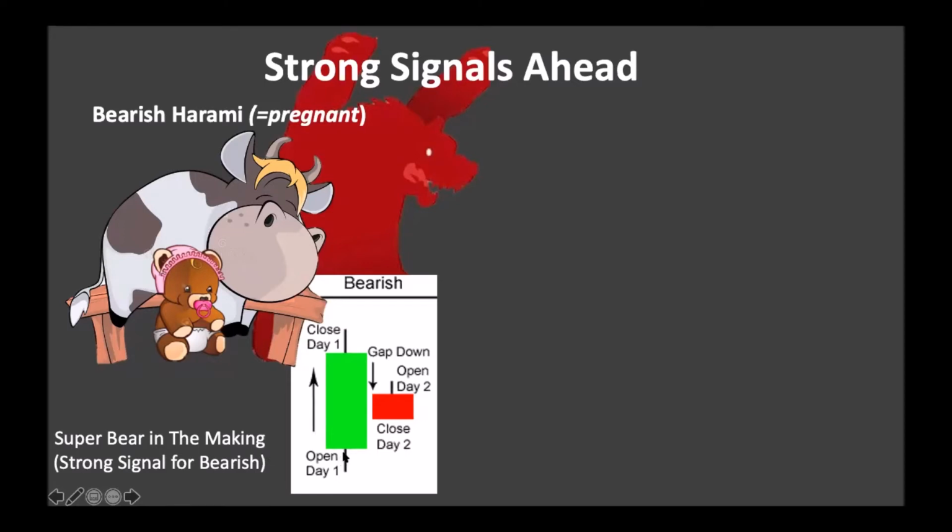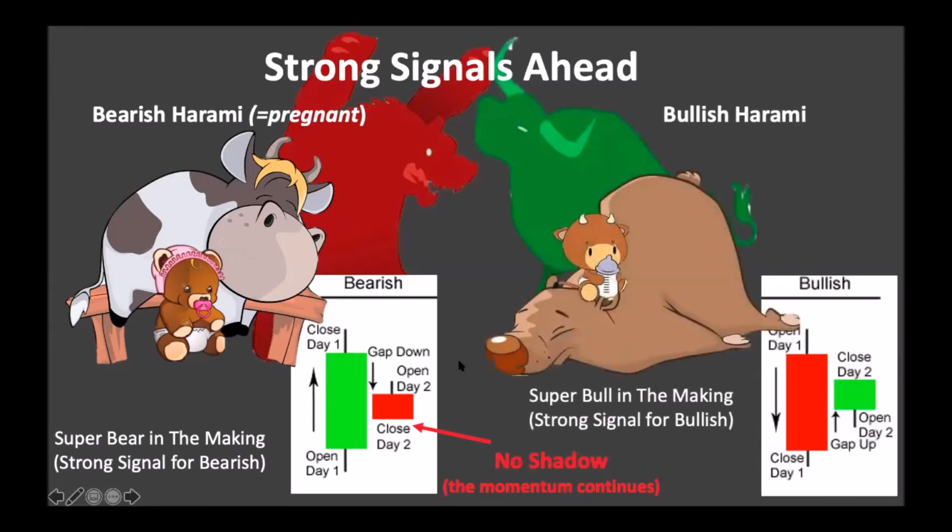So on day 1, you can see the price starts from lower, then closes higher. Then the next day, there's a gap down. Note that there's no shadow at the end when the market closed. Remember I told you before, the momentum still continues. So usually on day 3, the price will continue dropping down. This is a very strong signal for a bearish market. Okay. The reverse is a super bull in the making. Again, I draw this mother bear and the baby bull, and there's a shadow, a big bull is in the making. Super bull in the making, so a strong signal for bullish.